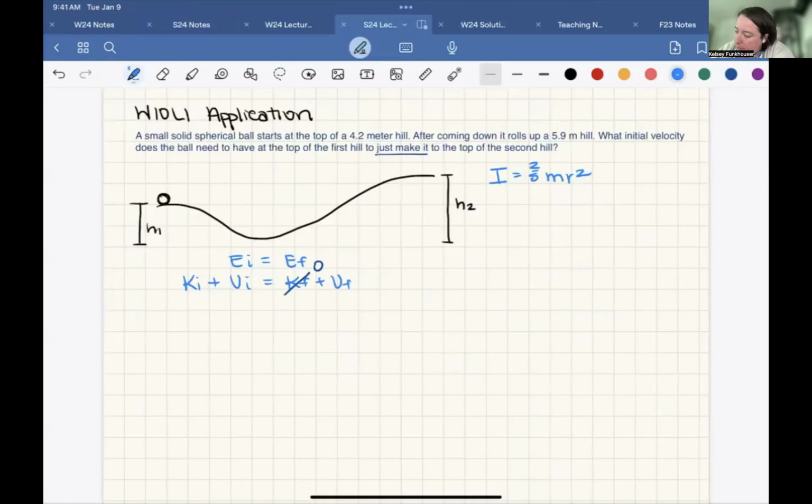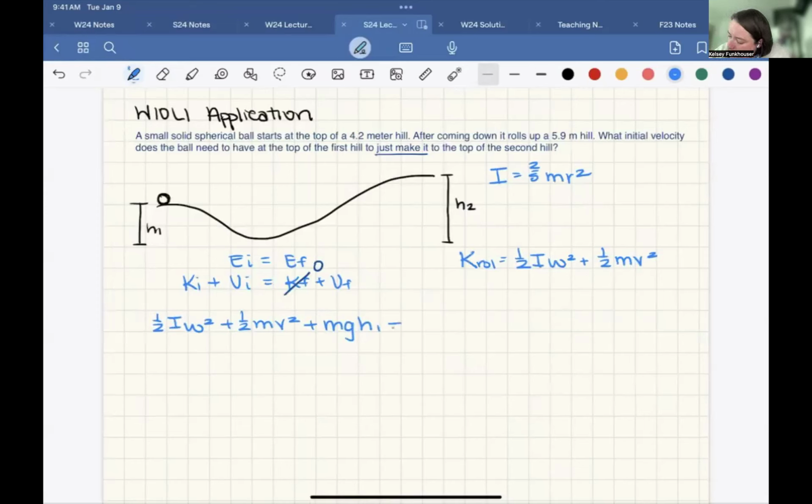So let's write these out and remember that kinetic energy for rolling motion is 1/2 I omega squared plus 1/2 mv squared. So I just wrote it, but I'll write it again. 1/2 I omega squared plus 1/2 mv squared equals, oops. Then we have the potential energy here, so that's mgh1. And then that equals mgh2.